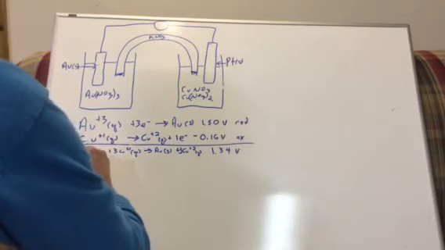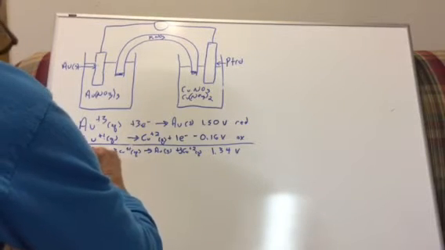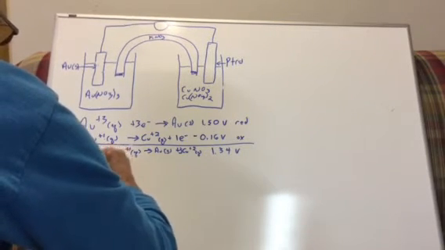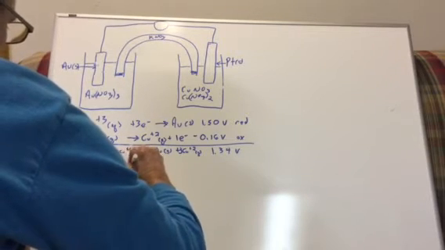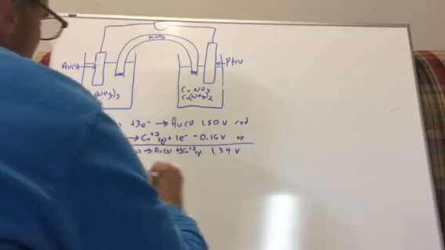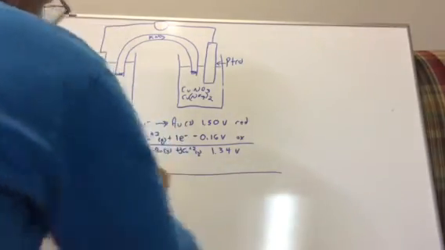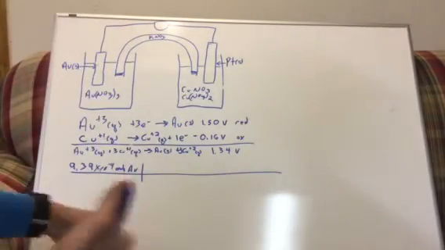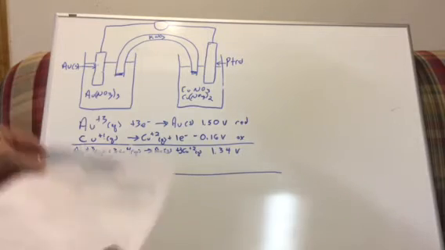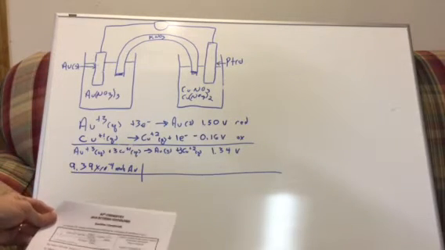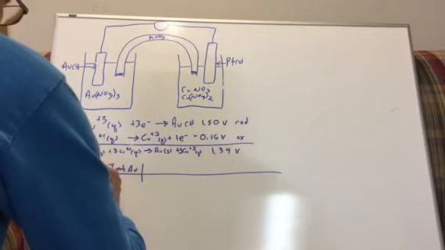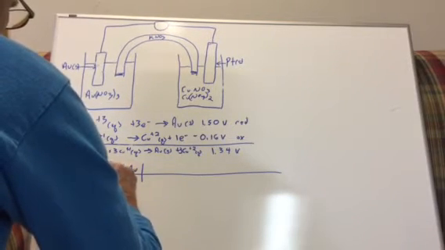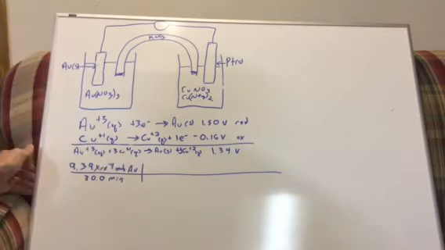Your answer is 9.39 times 10 to the negative 4th moles of gold. Now, I wrote this down to get to the next part of the problem. Okay, so that's the answer to D. To D, part 2, it says calculate the average current that passed through the cell. We're told in part 1 that this happened for 30 minutes.